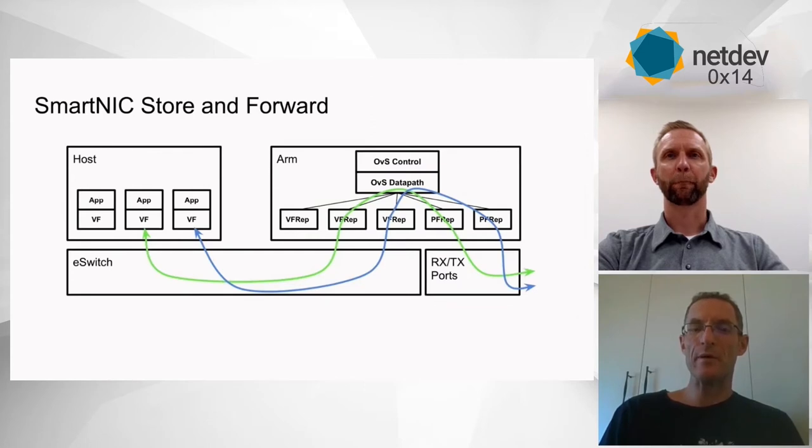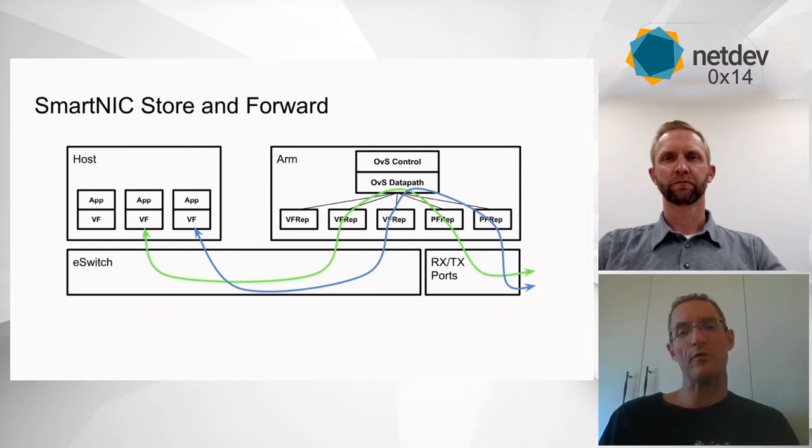So let's look at some examples. With store and forward, as we said, you just take your OVS. This is an example for OVS. So OVS runs on the ARM. We have the representor model for the Linux NIC switchdev architecture that we described in a previous conference.